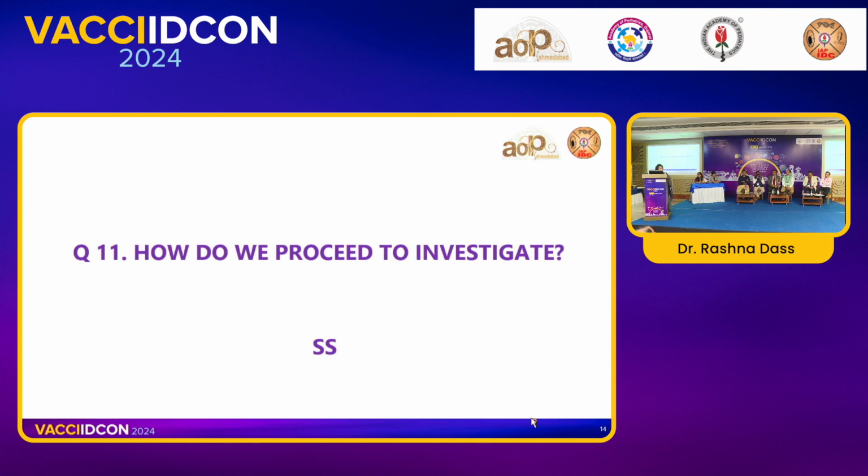Would you give importance to that? Not only the basic investigation, but also the RFT and serum electrolytes. Serum electrolytes may show a hyponatremia, other metabolite abnormalities also we have to look into that.